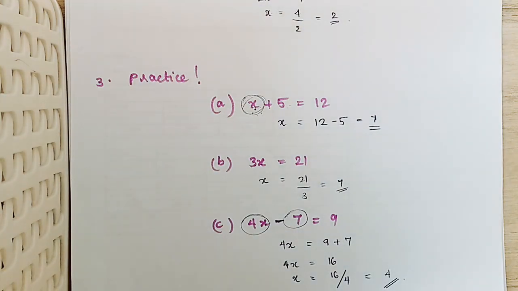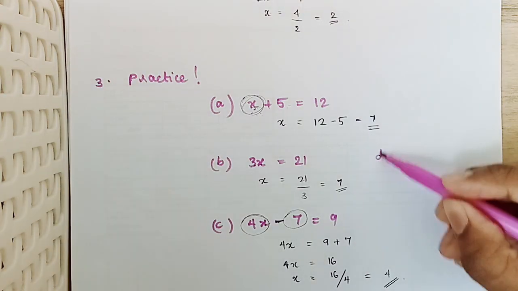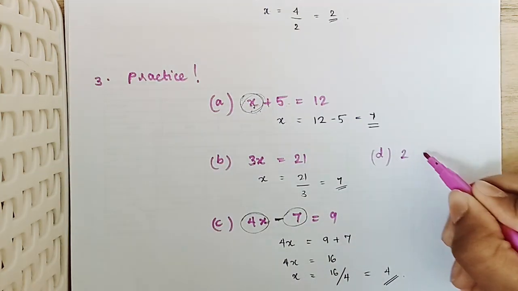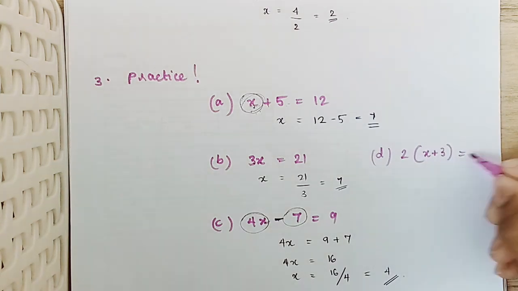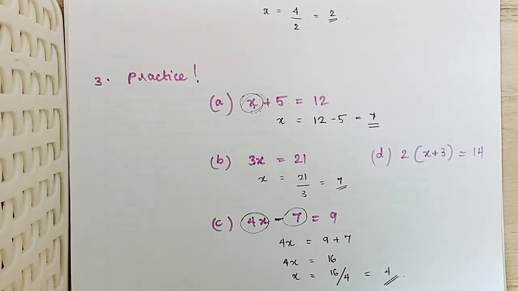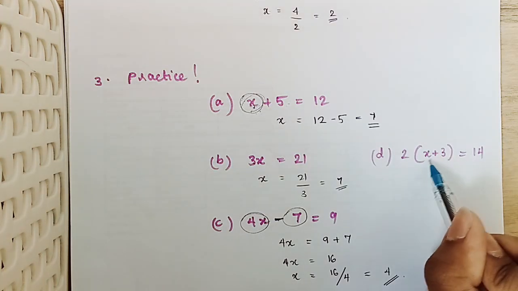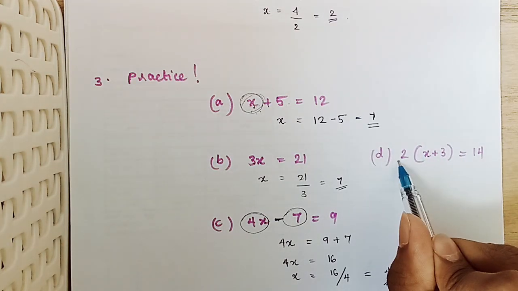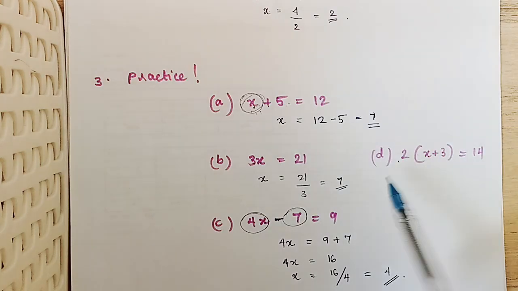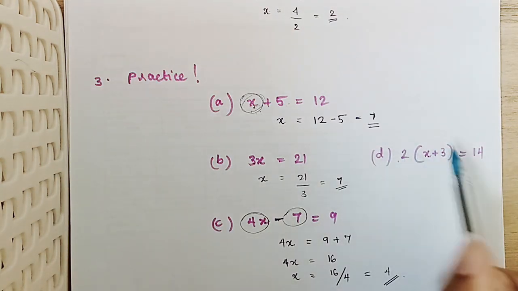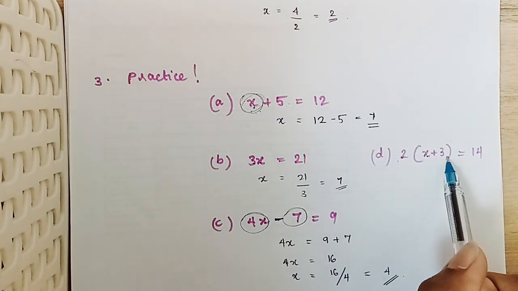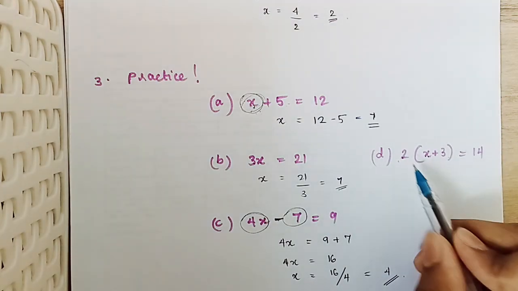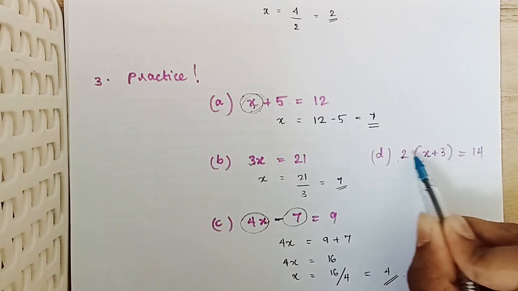Now let's level up the question and do a bit trickier question. So let's take that as D. Alright. 2 in brackets x plus 3 is equal to 14. So what most of you might be doing is keeping x plus 3 on this side and taking 2 to the other side, but that is wrong. Here we'll be using the algebraic identity and we'll be distributing 2 to x and 3. What I mean by that is we need to multiply x plus 3 into 2.